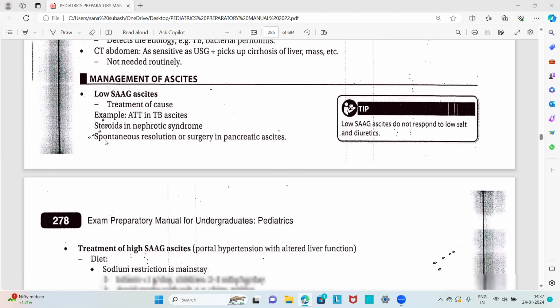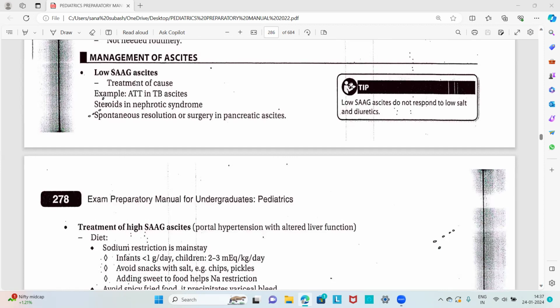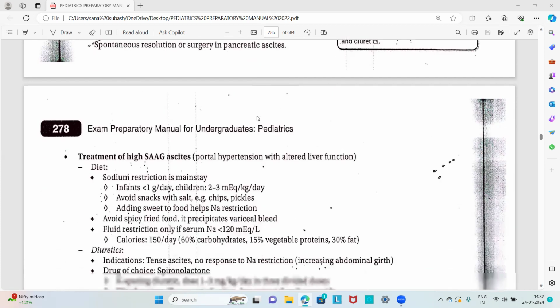Then for the management of ascites, which is also asked as a short note. For low SAAG ascites, treatment of the cause is required. For example, in the case of TB ascites, we have to go for anti-tubercular therapy, and in the case of nephrotic syndrome, we have to go for steroids. There is spontaneous resolution after surgery in pancreatic ascites.